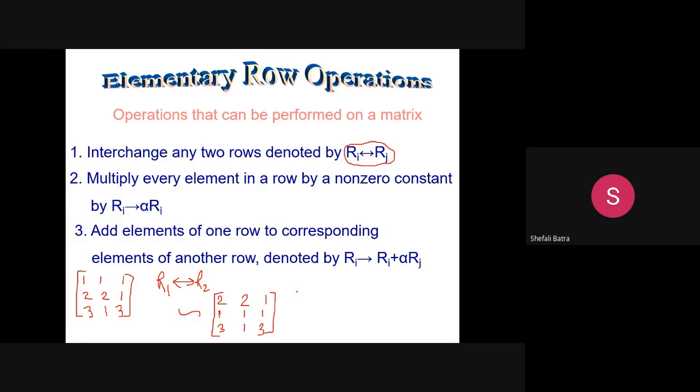Now the next operation I'm writing: R2 implies 2 times R2. You are multiplying every element of R2 with 2. So that would be equivalent to, in this matrix, row 2, that is 1, 1, 1, you multiply every element with 2. So the output would be 2, 2, 2, and the other rows 2, 2, 1 and 3, 1, 3.